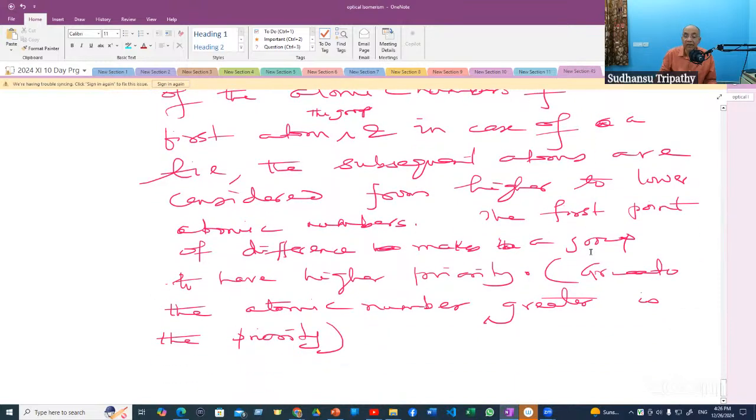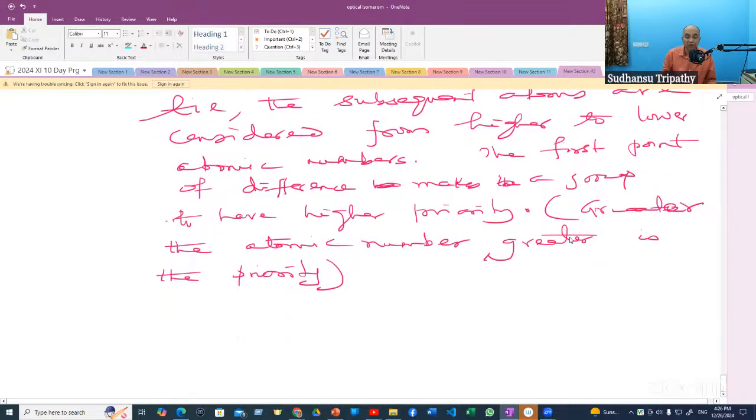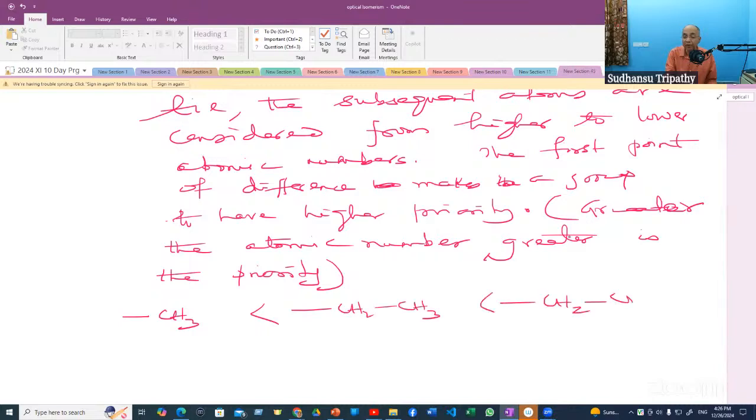And greater the atomic number, greater is the priority. So let me tell you that methyl has less priority than ethyl, which has less priority than propyl. Propyl has less priority than isopropyl and so on. Why? Because the chiral center is here, the group is here.